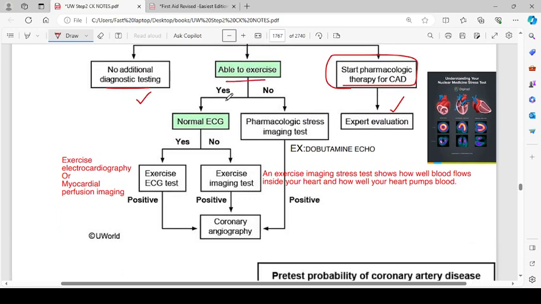If the person is able to exercise, then check the ECG. If the ECG is normal, do the exercise ECG test or exercise electrocardiography or myocardial perfusion imaging. If this is positive, do the coronary angiography. If the ECG is not normal, again do the exercise imaging test, and if this is positive, do the coronary angiography. If the person is not able to exercise, do pharmacologic stress testing, for example with a dobutamine echo. If that comes out positive, do the coronary angiography.